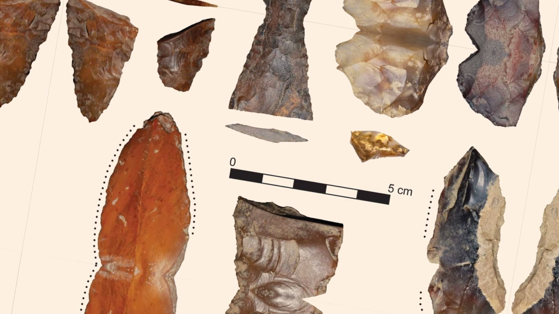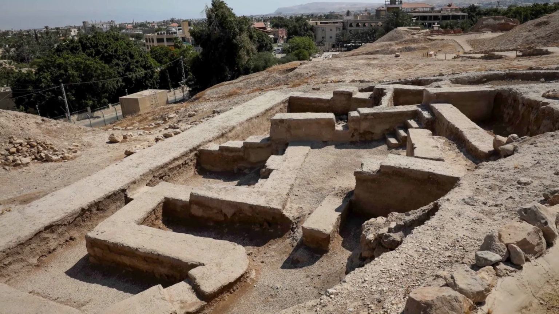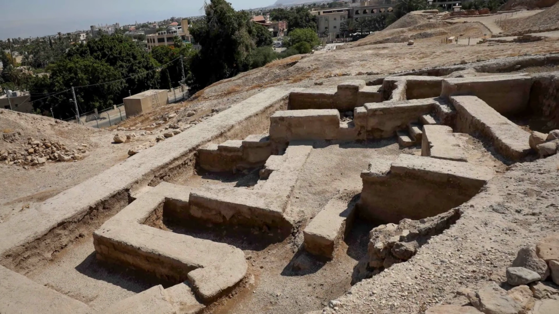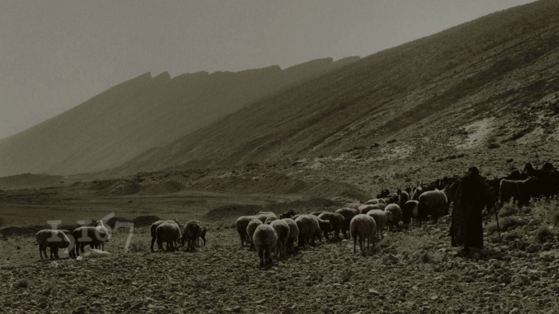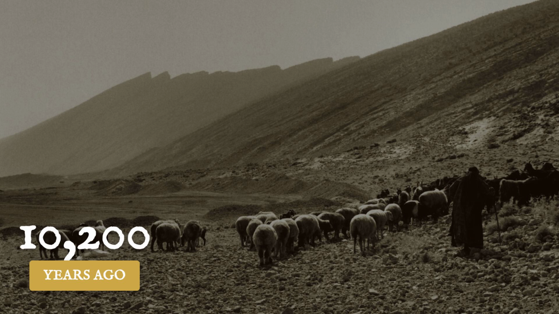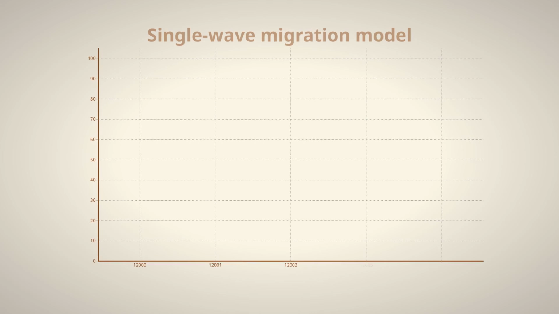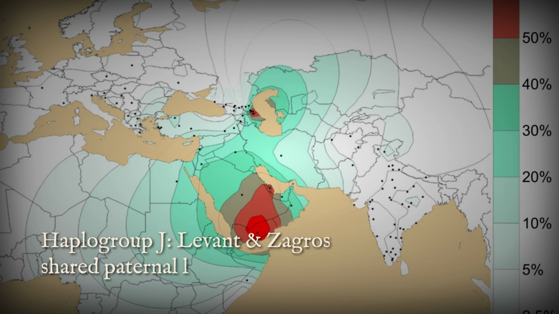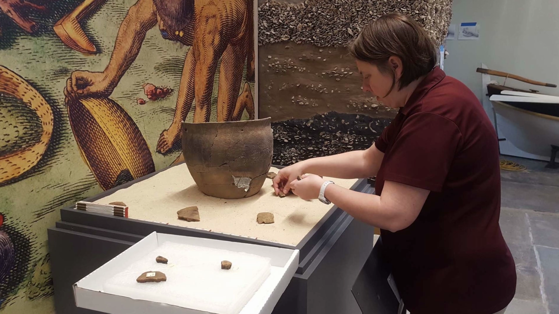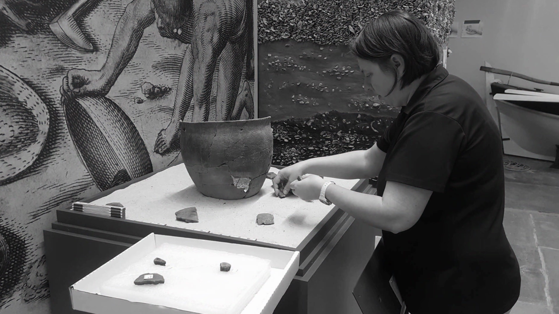There was evidence supporting this. Radiocarbon dates from Levantine sites like Jericho and Abu Hureyra showed early domestication of wheat and barley by around 11,500 years ago. The Zagros foothills showed early goat management by around 10,200 years ago, close enough in time that a single-wave model seemed plausible. The Y chromosome haplogroup J, present across both regions, appeared to confirm a shared paternal ancestry. Everything fit, as long as you did not look too closely.